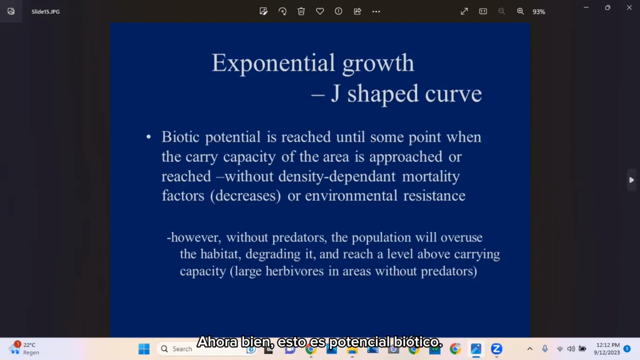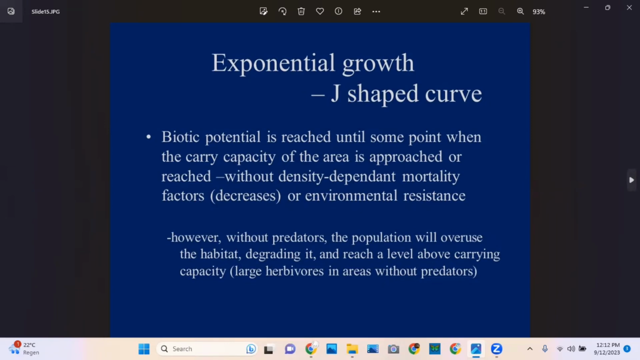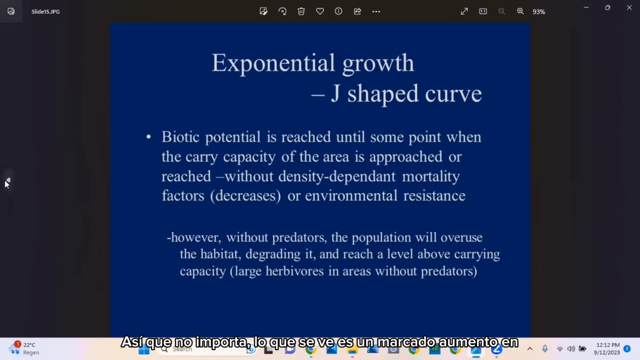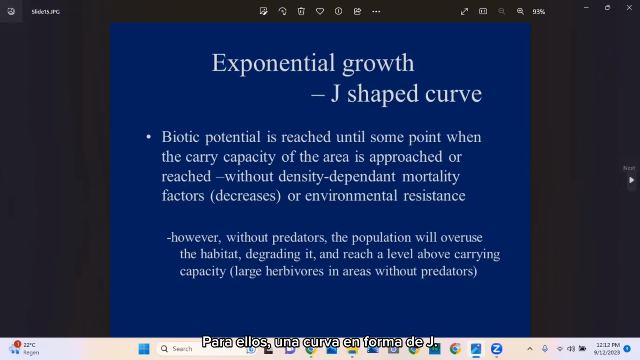Exponential growth, or J-shaped curves. Here biotic potential is reached until some point when the carrying capacity of the area is approached or reached, without density-dependent mortality factors or environmental resistance. So what you'll see is a sharp increase in the population, and Phyllotis darwini, these Darwin's leaf-eared mice, do this. The chinchillas can't reproduce fast enough for a J-shaped curve.